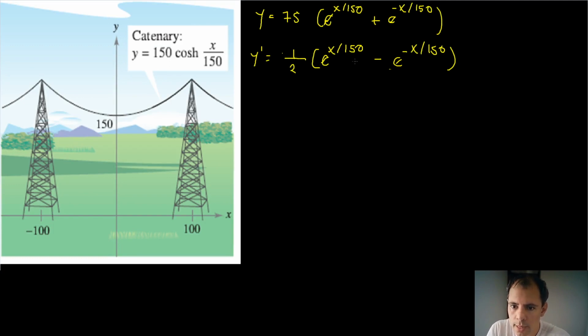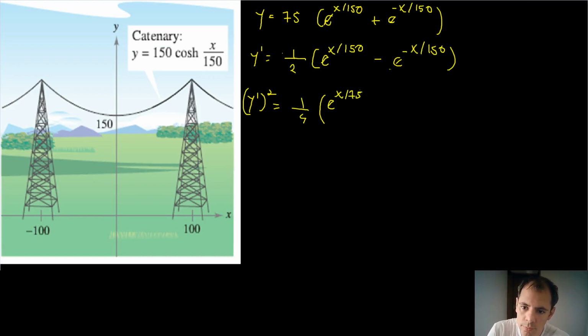Okay. Now we have to square this stuff. So this thing squared is going to be 1/4. And then we have to square this. Well, let's do it. It'll be e, now if you square this stuff, e to the x divided by 150 times e to the x divided by 150 is e to the 2x divided by 150. You add up the exponents because you're multiplying with the same base. So 2x divided by 150 is just x divided by 75.